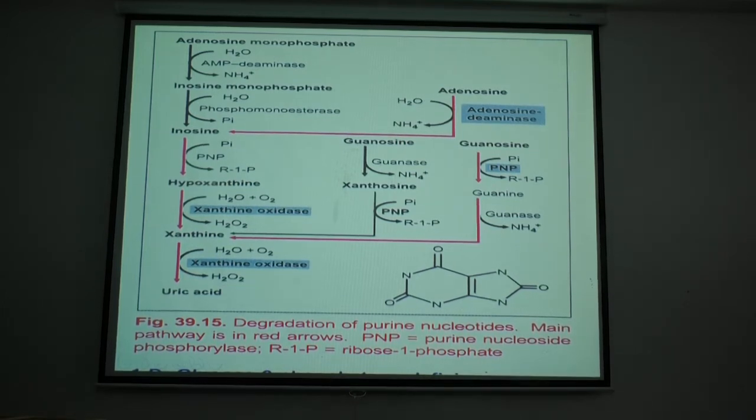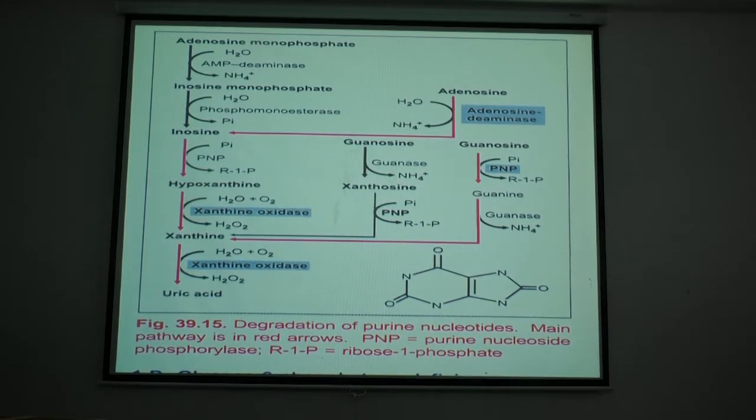Synthesis of uric acid. From AMP, first it will form inosine monophosphate. What is the enzyme? The enzyme is adenosine monophosphate deaminase. Deaminase means removal of the amino group. Once that amino group is removed, IMP can be synthesized.